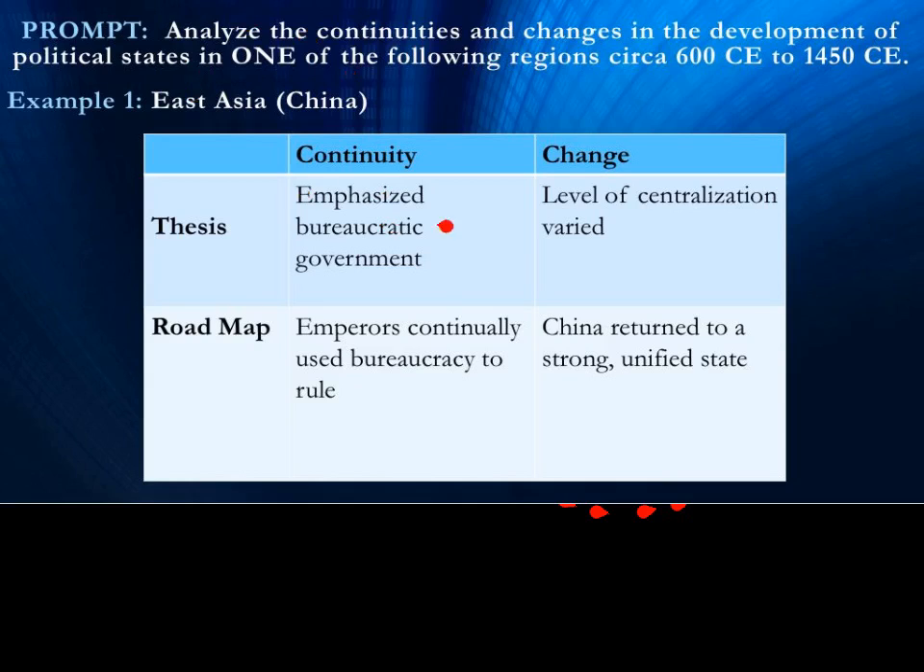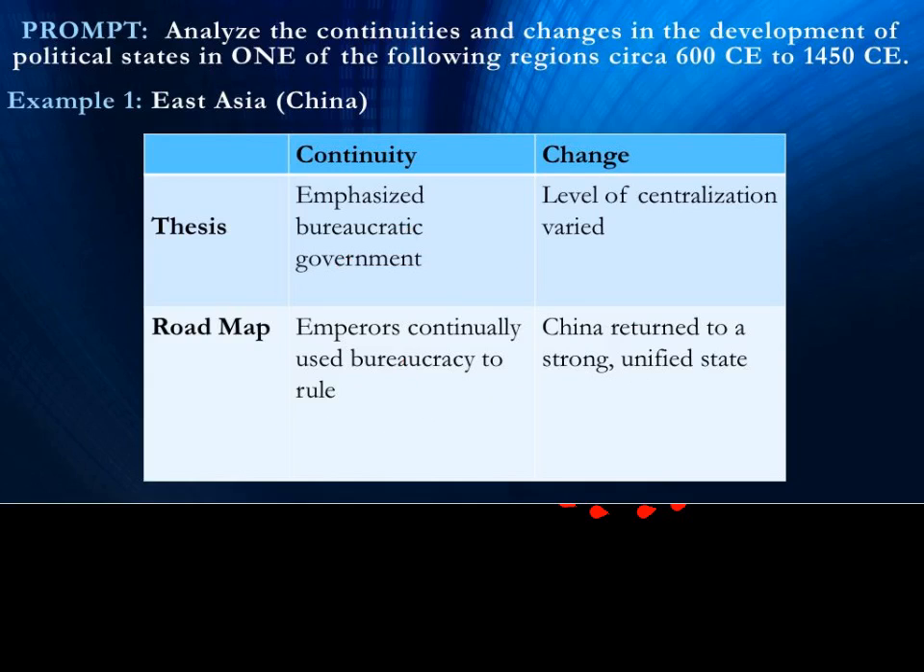Okay, so we have emphasized bureaucratic government and the level of centralization varied. Now, please understand that it's possible to always or continually have a bureaucratic form of government, but through transitions between dynasties and periods of chaos, not necessarily losing their form of government, the level of centralization and that central authority varied. Sometimes they were a strong unified state, sometimes they were not. And that's where the roadmap then comes in to help address the continuity and the change.